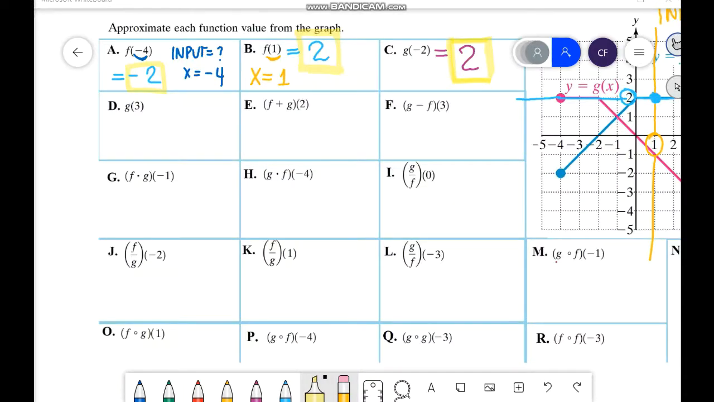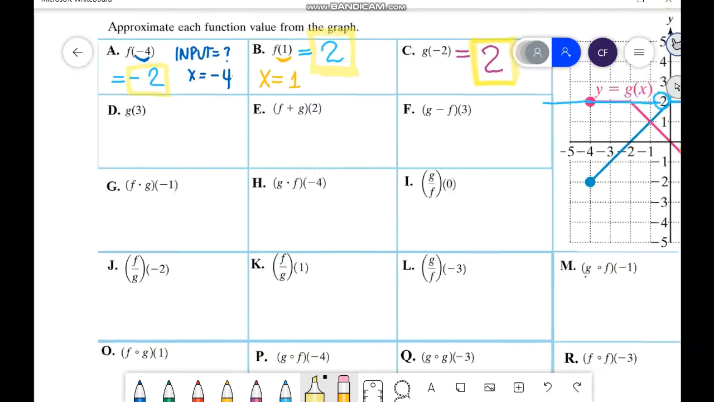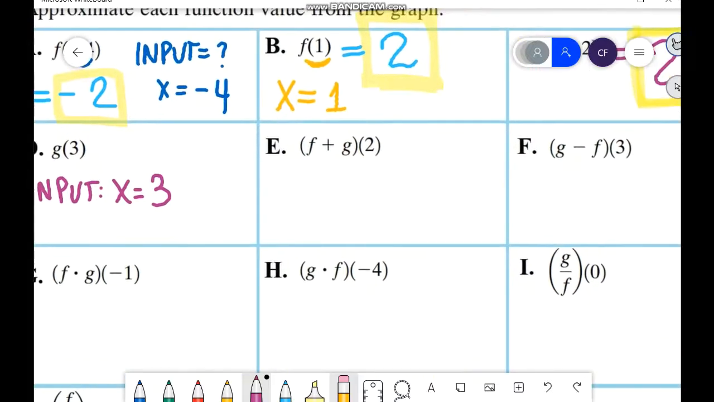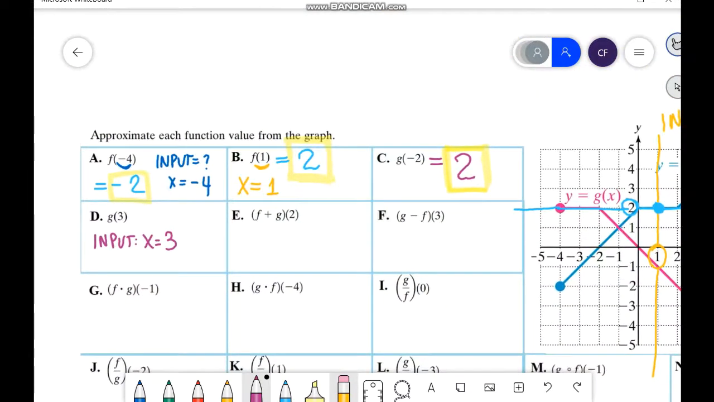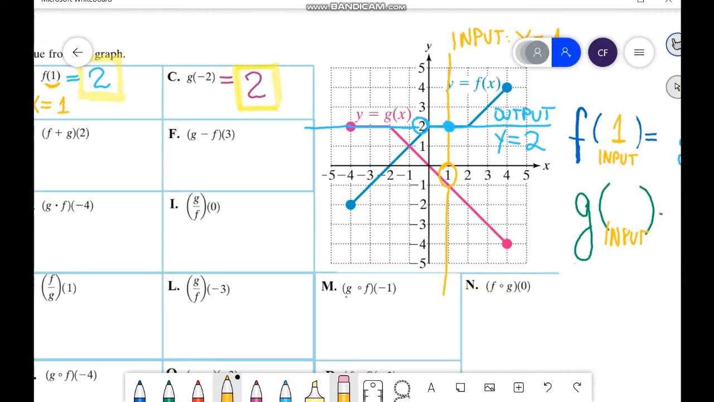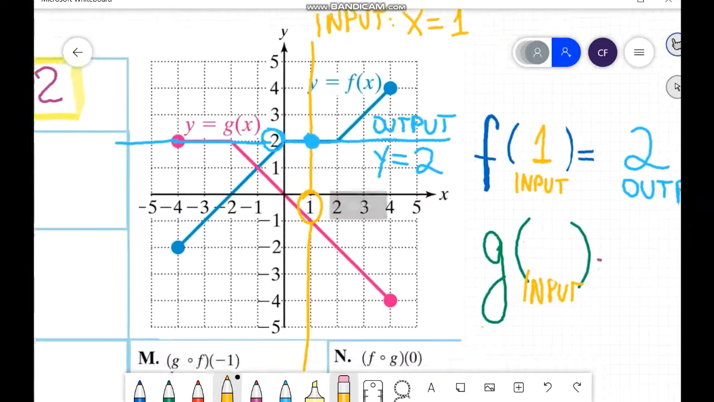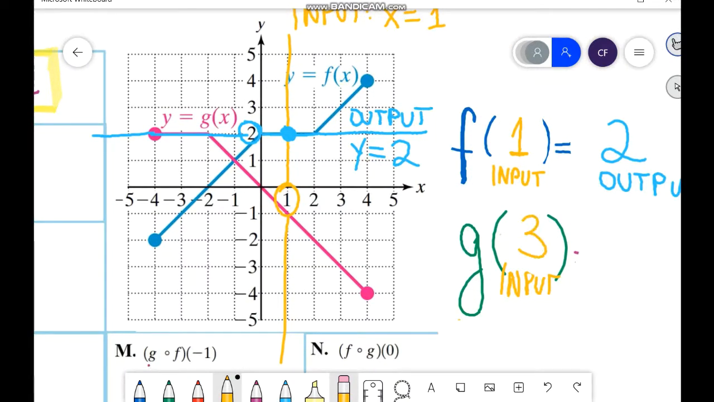Let me show, and I have D, letter D. For letter D, the input is x equals 3. Okay, so let's move to the graph and find the input x equals 3 for g. We are finding g. So let's find g of 3.